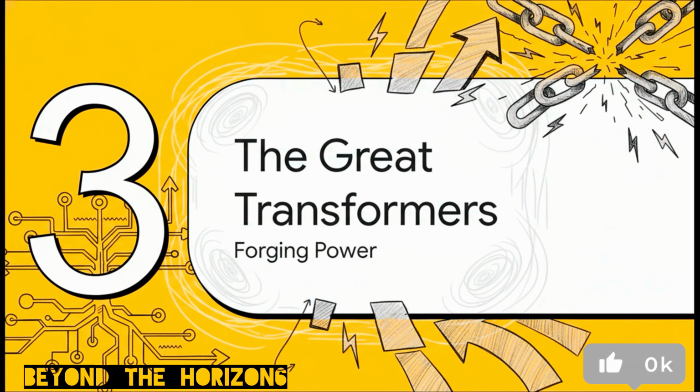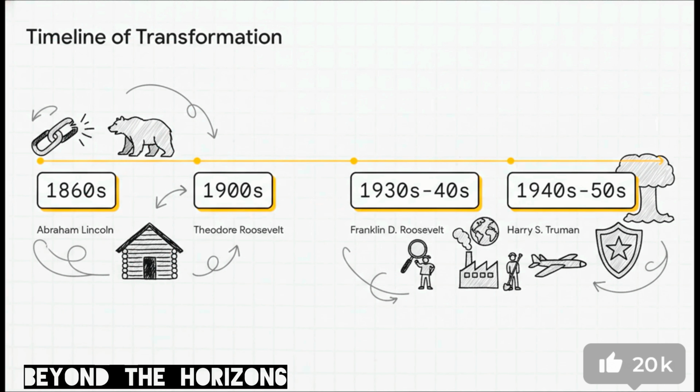But that original blueprint, it didn't stay pristine for very long. The next group of presidents on our list, they weren't just following the rules, they were smashing them. They dramatically expanded the power of the executive branch, usually in a time of major crisis. And look at this timeline. We're making some huge jumps here.